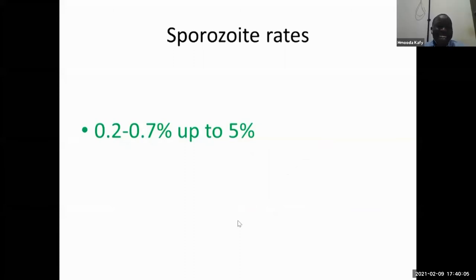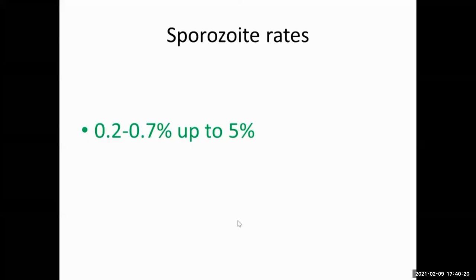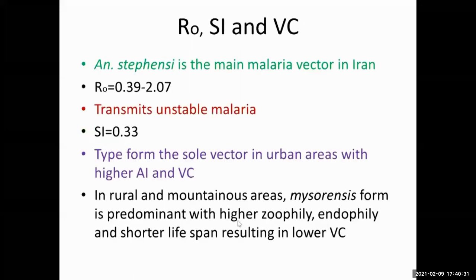So, in terms of sporozoite rates, we measured about 0.2 to 0.7% in Iran, but up to 5% was measured in India. So quite a range of different sporozoite rates, of course depending on the season and the year and outbreaks of the disease and so forth. And some indications of the R-naught, stability index, and vectorial capacity.